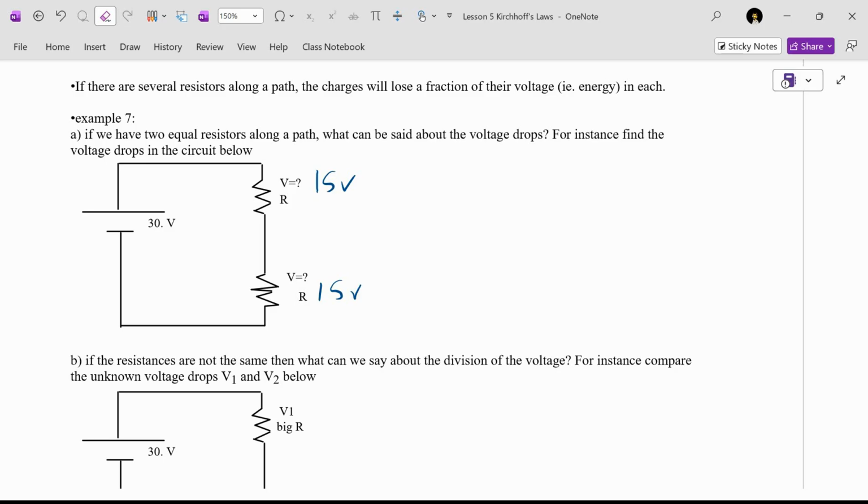By the way, the current would be the same in each of them as well, because are there any junctions? No. So what's the current going through here? I. What's the current going through here? I. What's Ohm's law? It's on your formula sheet. What does V equal, what times what? You can do this purely algebraically. They have the same I, they have the same R, they must have the same V. And the only way that works is they're 15 each.